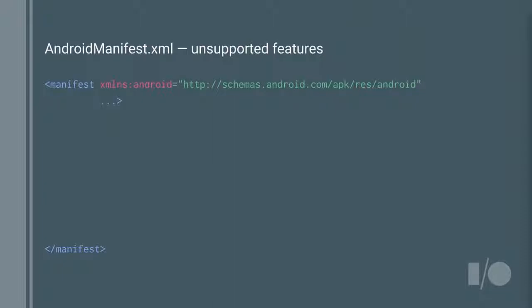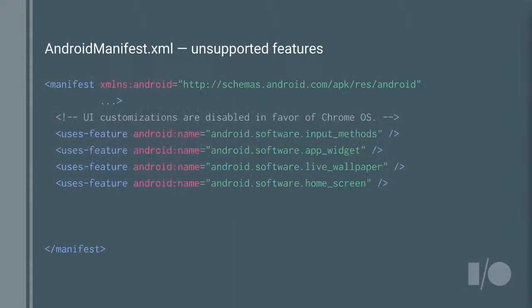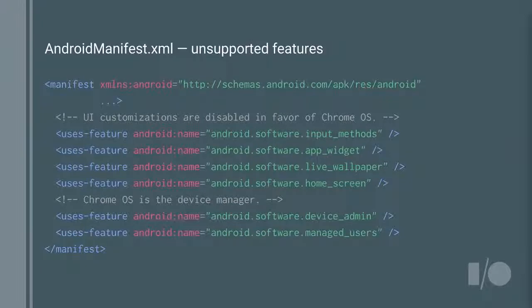There are some other software features that are not going to be supported in Chrome OS. Since we want users to have the full Chrome OS experience, applications that customize some parts of the UI will not be available. Applications that provide custom input methods, app widgets, live wallpapers, or home screens won't be supported. Also, Chrome OS is going to be the device manager for Android. So applications that declare themselves to be device admins or manage users also won't be supported.